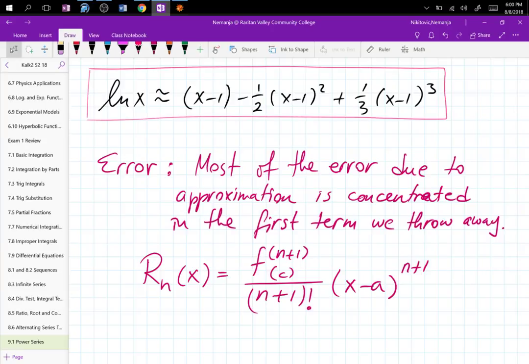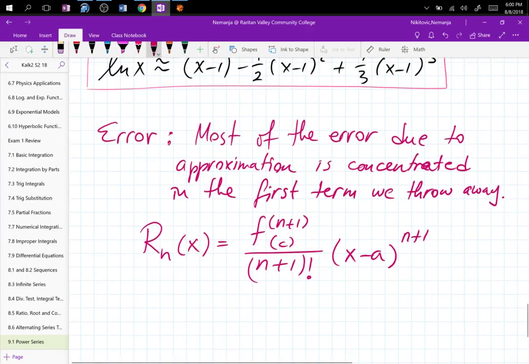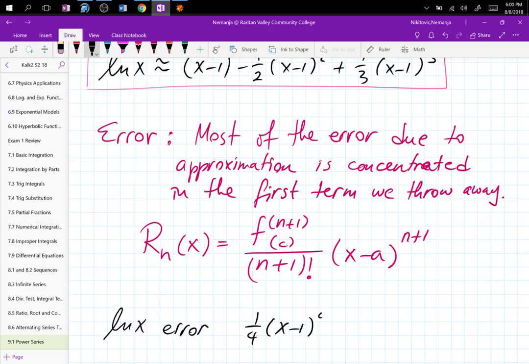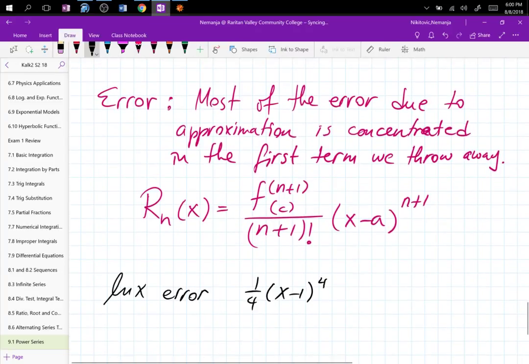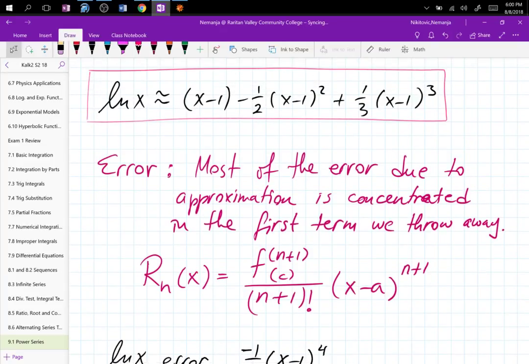So if I want to compute the error for ln x, I would just go and get the fourth term. The error for ln x would be given as 1/4 x minus 1 to the fourth, because that will be the next term if you look at the pattern that you have. The pattern is 1/1 x minus 1 to the 1, 1/2 x minus 1 squared. Oh, and it's negative because it alternates plus, minus, plus, minus.